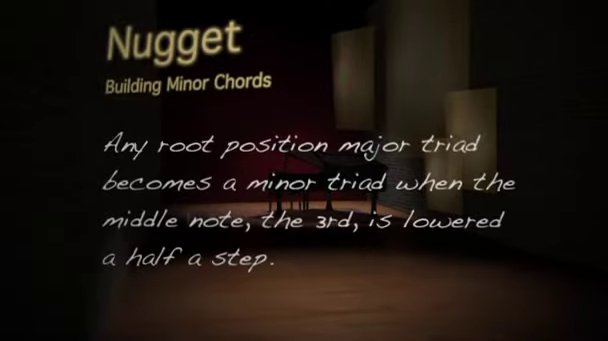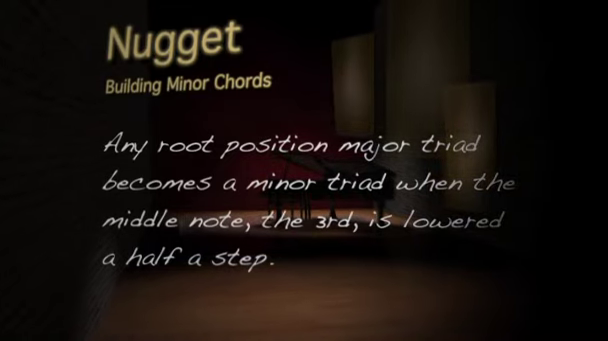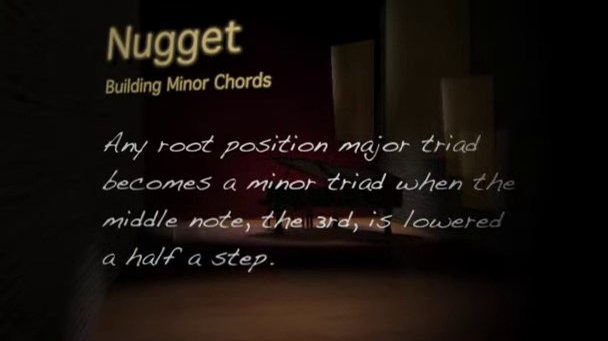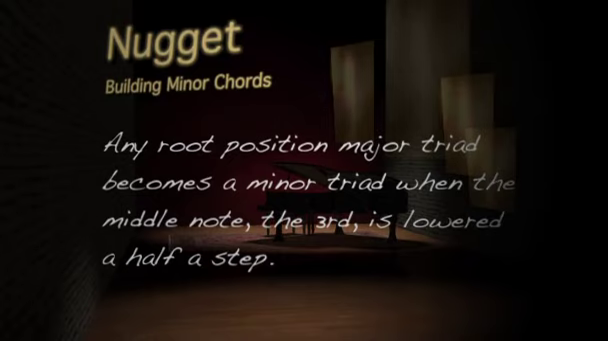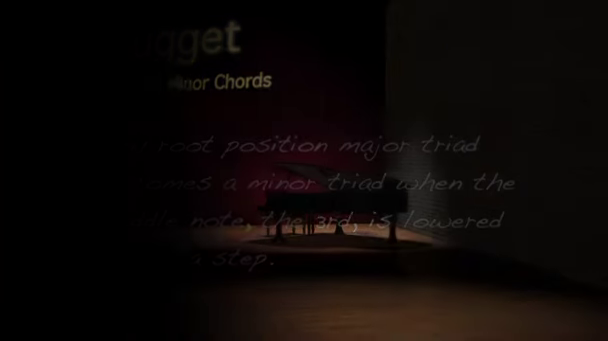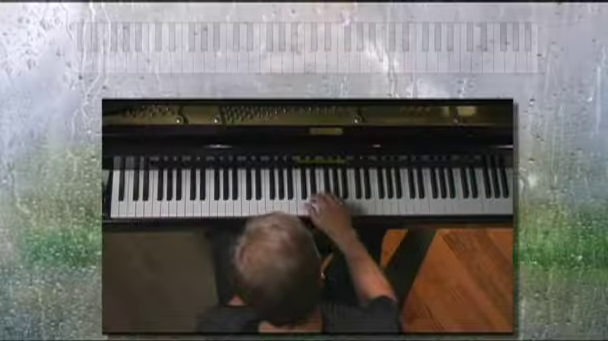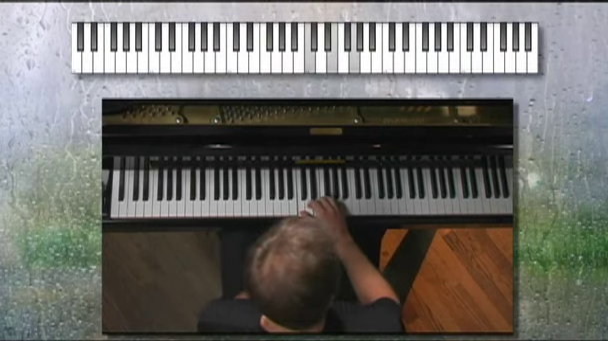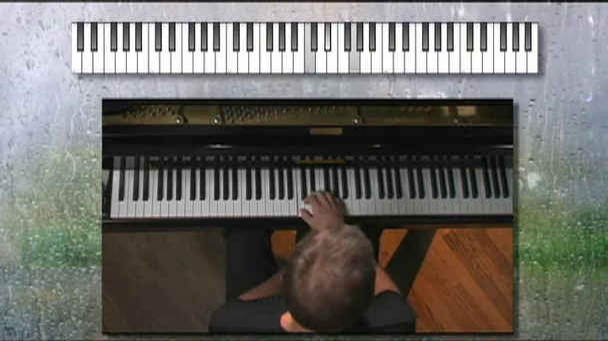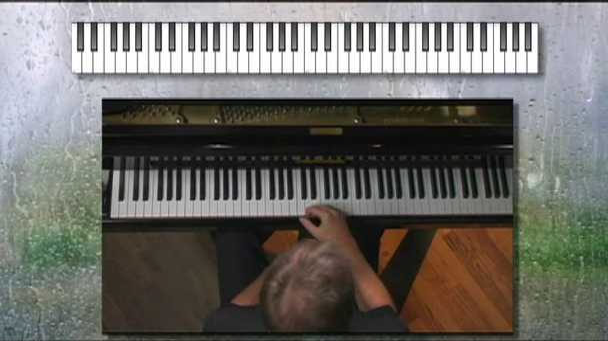So this session's minor nugget is this. Any root position major triad becomes a minor one when the middle note, the third, is lowered a half a step. So a happy major chord becomes a sad minor one just by changing 1 note. We'll make this move major to minor by lowering the third in a progression to come that sounds like this.